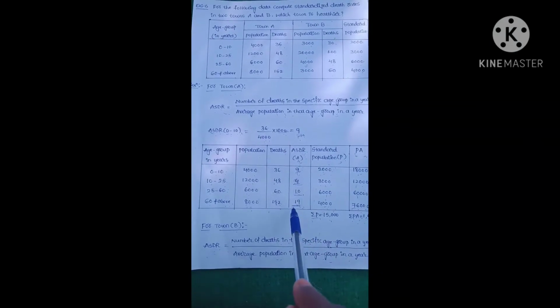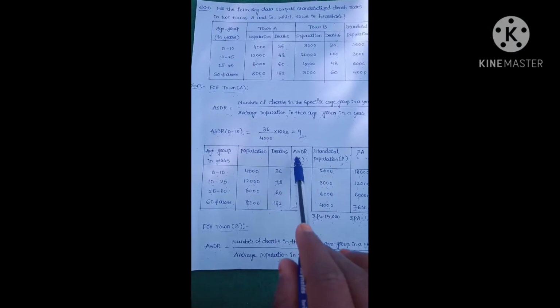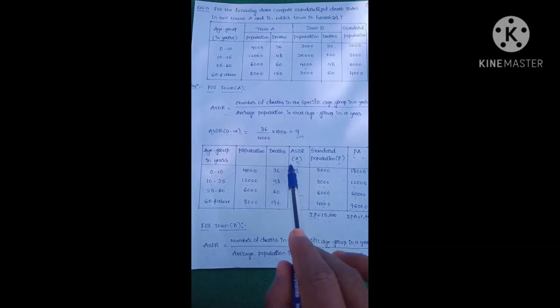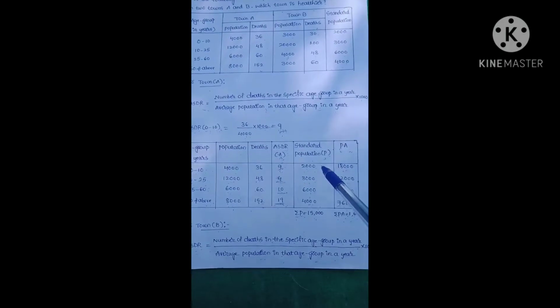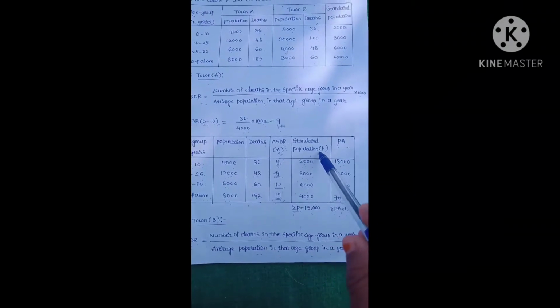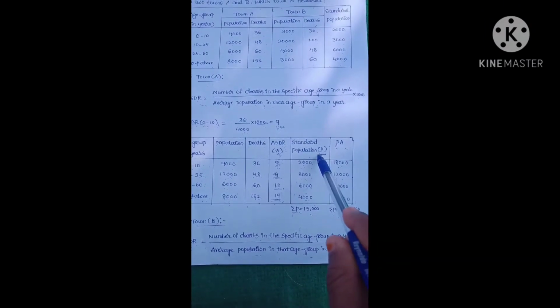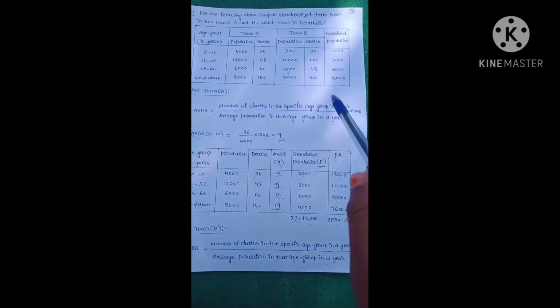These values we have to calculate. ASTR A means age specific death rate. How do we calculate ASTR A? By using this formula. Next, standard population. Standard population is symbolically defined as P. This value is already given in the question.